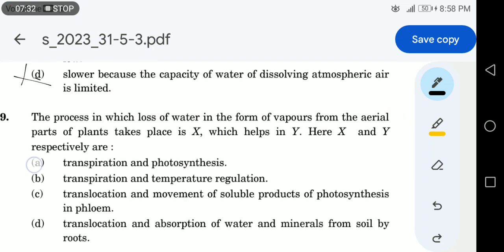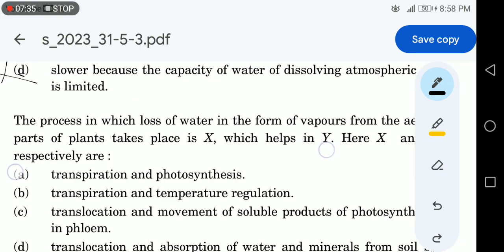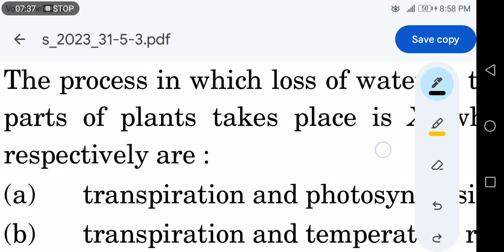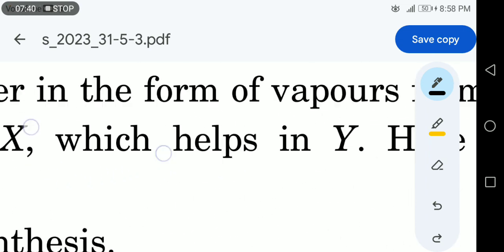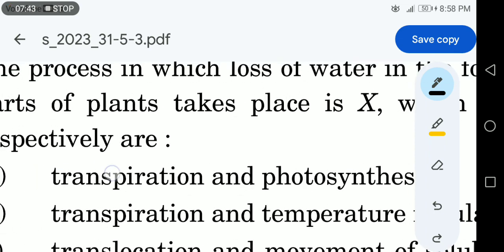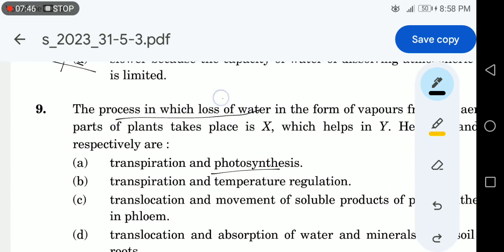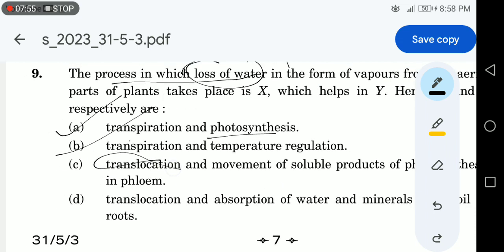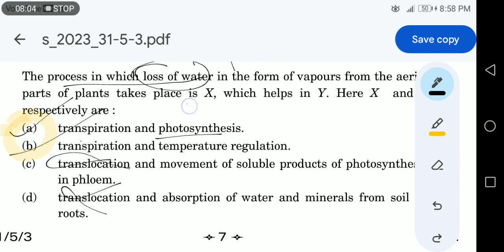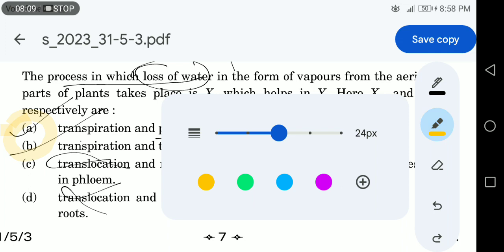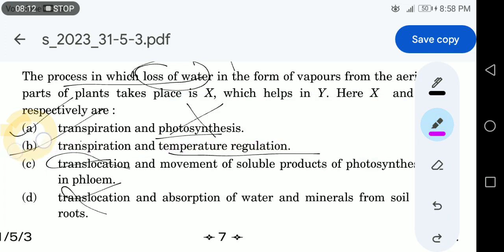The process in which the plants lose the water in the form of vapors, and the aerial parts of the plant that take place in X which help in Y, and here X and Y are, so they are telling us the process in which loss of water, so that is transpiration. So it can be option A or option B. Translocation, no. So it's either A or B. Out of which transpiration and photosynthesis, no, it doesn't help in photosynthesis. It helps in temperature regulation. So that is the correct answer. The answer is option B.